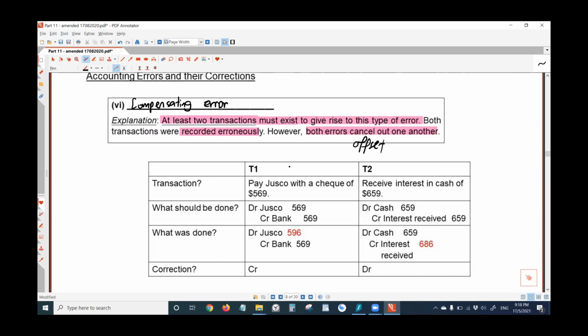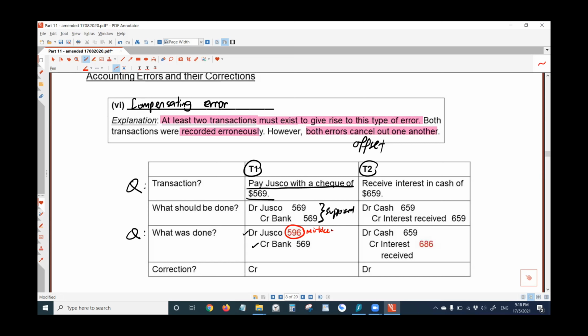Okay, I have an example here. When you have gone through this example with me, you should have understood this error. T1 stands for transaction 1, T2 stands for transaction 2. As always, the question would give you the transaction and they will also tell you what they have done. Paid Just Go with a cheque of 569. This is what they are supposed to do, right? They should credit bank 569 and debit purchases Just Go 569. But what they did, they credited bank account with 569, but they debited Just Go account with the wrong amount. So this is the mistake.